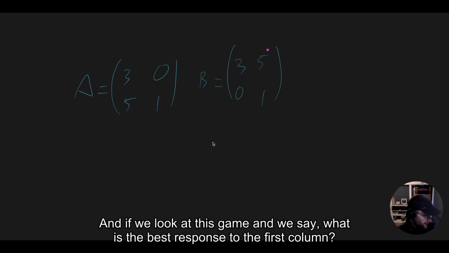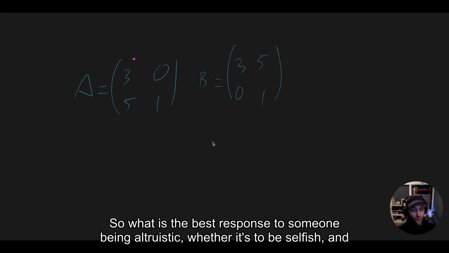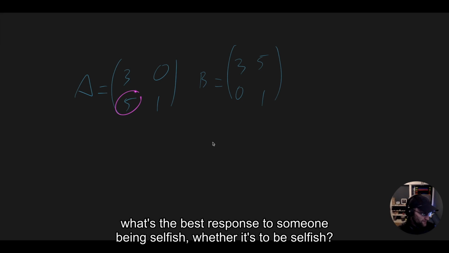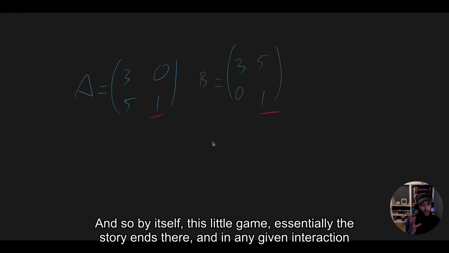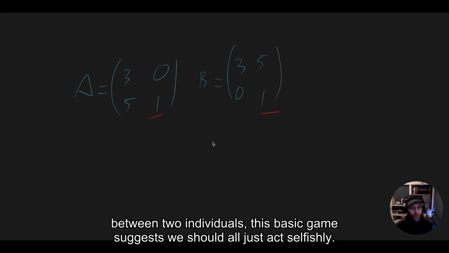And if we look at this game and we say, what is the best response to the first column? So what is the best response to someone being altruistic? Well, it's to be selfish. And what's the best response to someone being selfish? Well, it's to be selfish. And so what we get is a Nash equilibrium where both players act selfishly. And so by itself, this little game, essentially the story ends there. And in any given interaction between two individuals, this basic game suggests we should all just act selfishly.